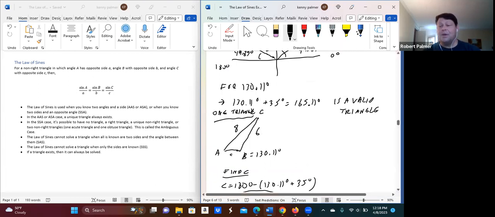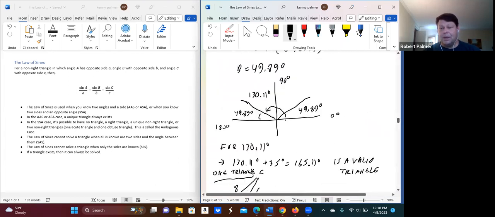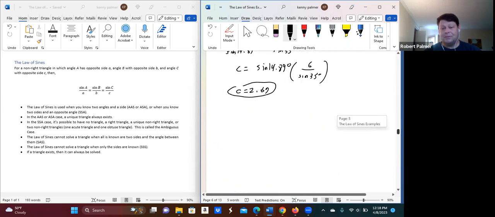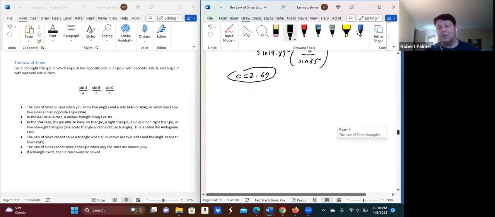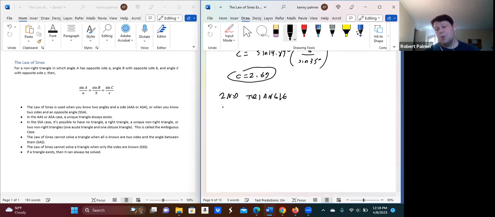We have this. Now the other possibility, okay, is the other angle could be 49.89 degrees. Let's draw that. Okay, in that case, we're going to have an acute triangle. This is the second triangle. So this is why we have two solutions. Okay, so our second triangle looks like this.